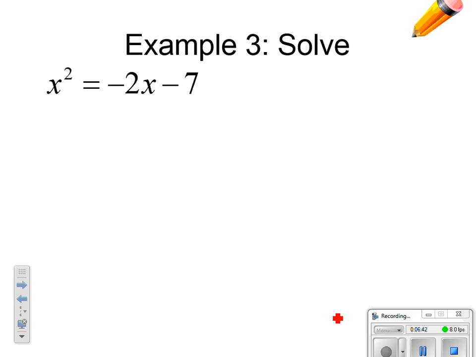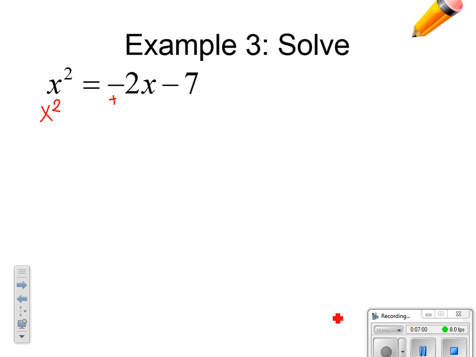Okay, let's do one more. I think this is my last one. Okay, so now I have x squared equals negative 2x minus 7. So I could go ahead and do this problem just like it is, but I would get the wrong answer. Because when I use the quadratic formula, I have to have everything in standard form.